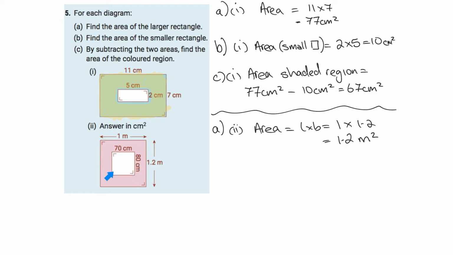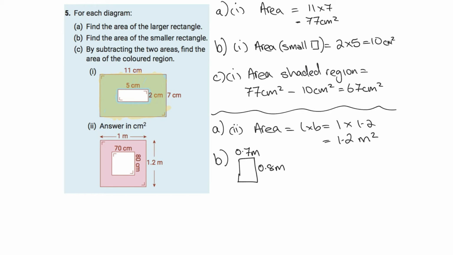So before I get the area of this smaller rectangle, what I need to do is change the units. So I'm going to redraw the smaller rectangle in here. But instead of writing 70 centimetres and 80 centimetres, I'm going to convert to metres. So this is where your conversions come into play. What is 70 centimetres in metres? It's 0.7. And 80 centimetres is 0.8 metres. And now I can get the area of the smaller rectangle, and my answer will be in metres squared, the same as my first part of my question.